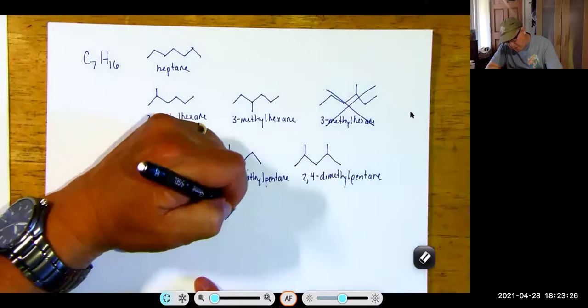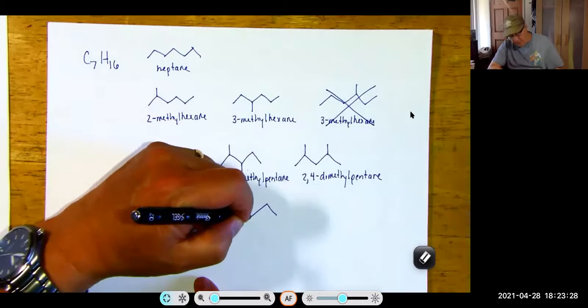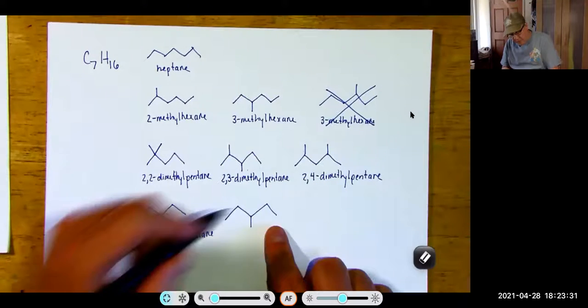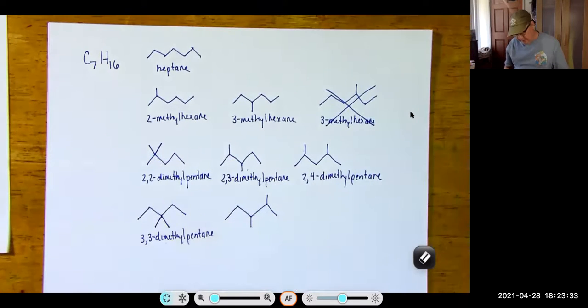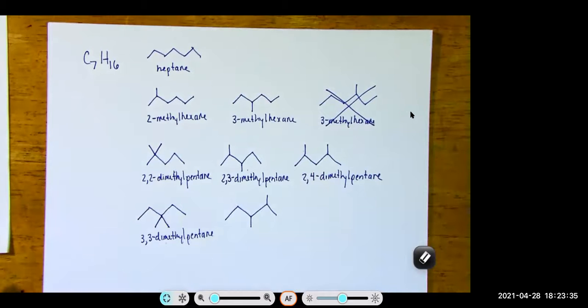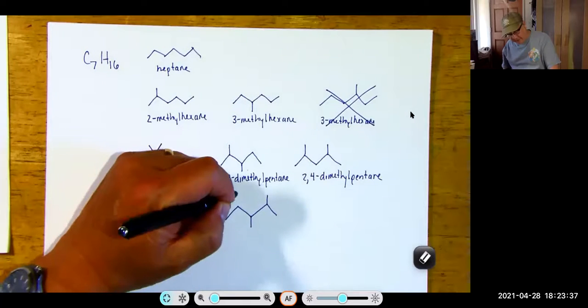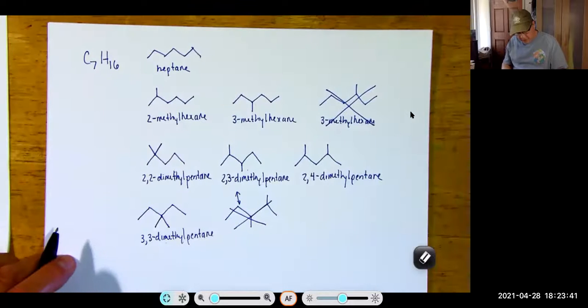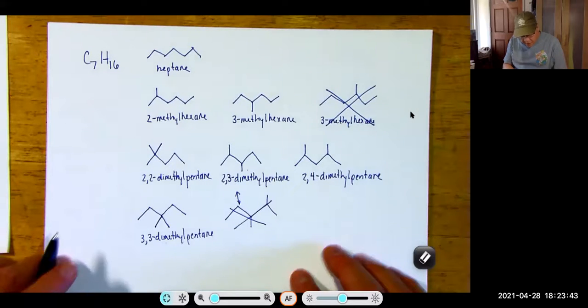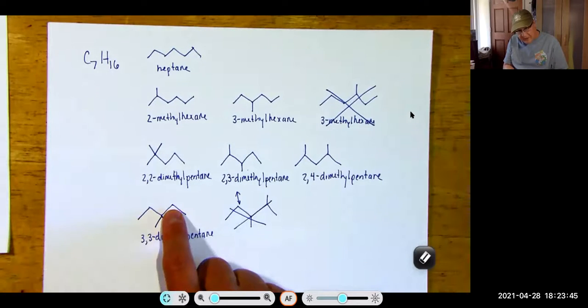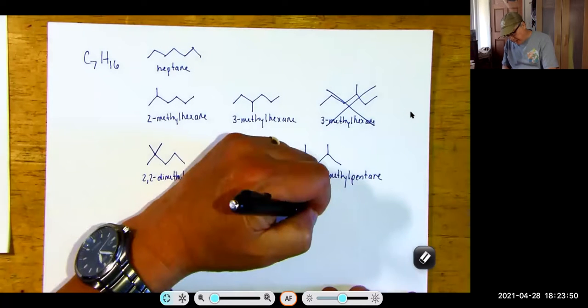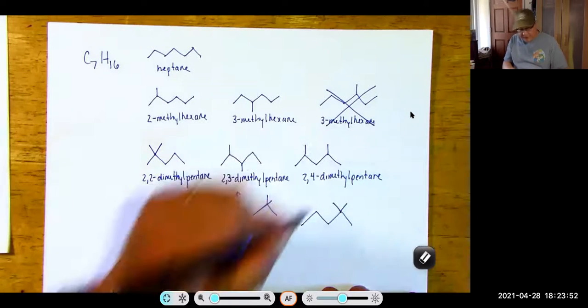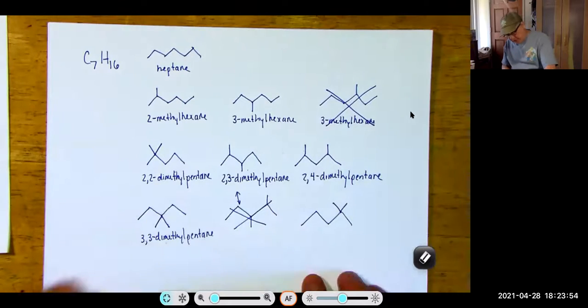So I'm going to keep one of them on the third carbon and move the other one around. So I move it to here. Do we have that one? Yeah, this is 2,3-dimethylpentane. They're the same, so it's not an additional one. Could I put both of them on this carbon here? Well, let's try. That's 2,2-dimethylpentane again.